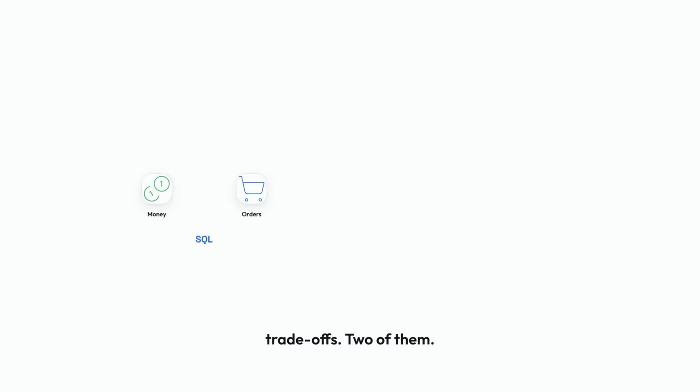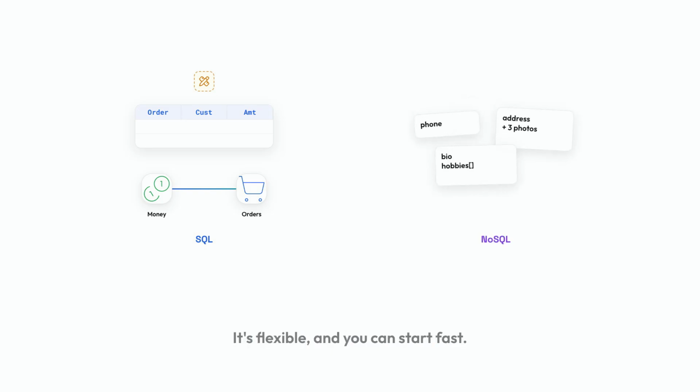2 of them. SQL is strong on consistency and relationships. It's perfect for data that has to connect, like money and orders. The price you pay is that you have to decide the shape up front. You design the schema first. NoSQL is the opposite. It's flexible and you can start fast. You figure out the shape as you go, which is handy for messy nested data. The price there is that you lose those guarantees. Keeping things consistent is now on you.